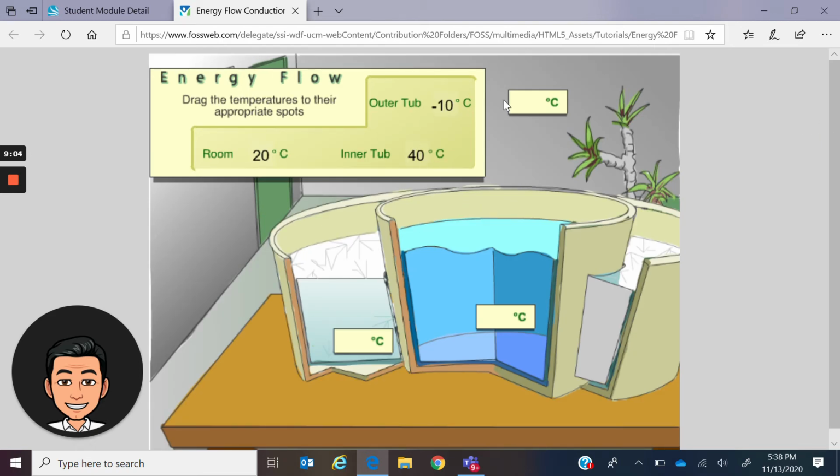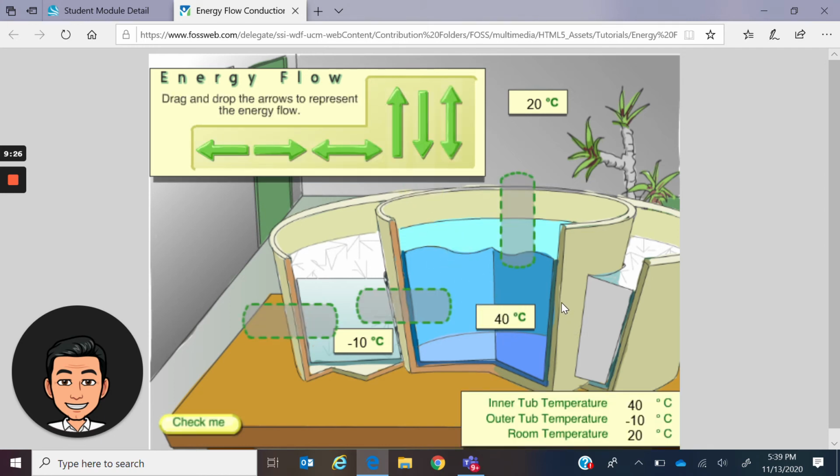Now, the first thing we want to do is drag the temperatures to their appropriate spots. So, it tells us that the outer tub is -10. This area out here is the outside tub, and we have an inside tub, and the rest of the room is filled with air, so that's the room. So room, we're going to put at 20, outer tub at -10, and inner tub at 40. Now, what we're looking for in this activity is to drag and drop the arrows to represent the energy flow. So, which way is energy flowing between the 20-degree air and the 40 degrees Celsius water?